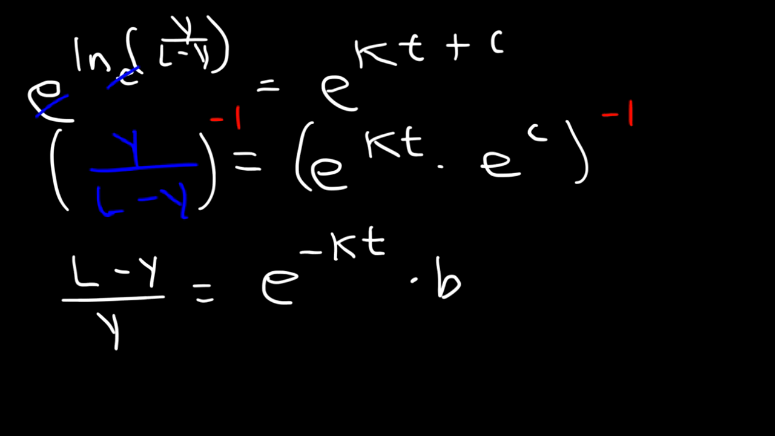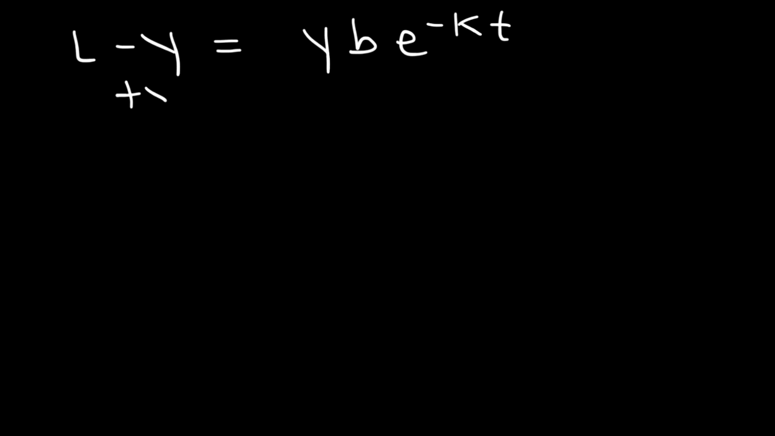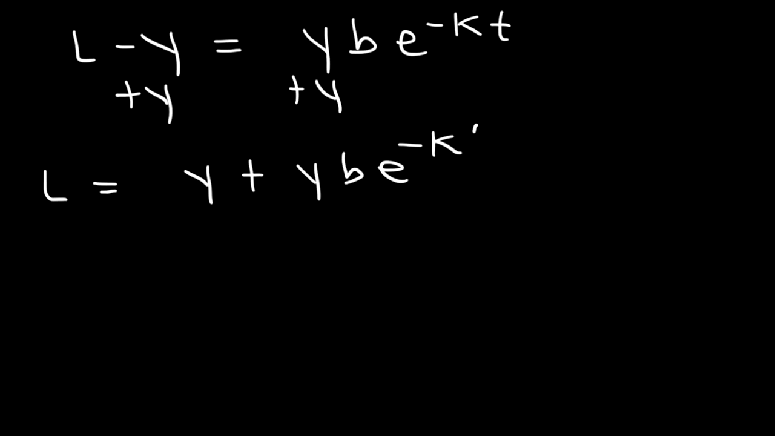So now let's multiply both sides by y, so that this will cancel. And so what we now have is L minus y is equal to y b e to the negative kt. So now let's add y to both sides. So L is equal to y plus y times b e raised to the negative kt.